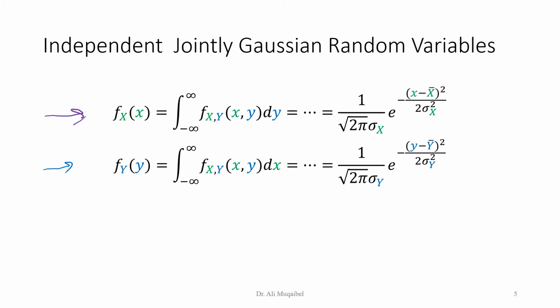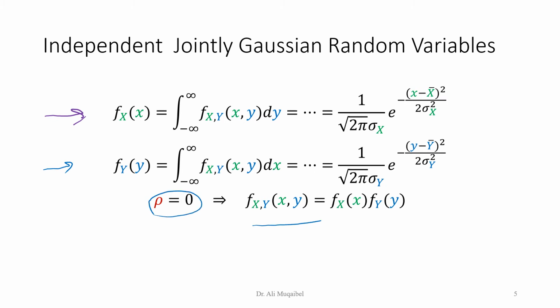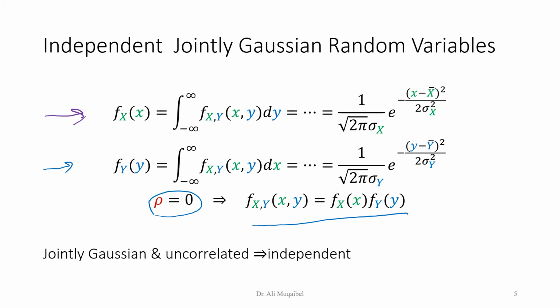If they are independent, remember that the joint PDF of independent random variables is equal to the product. And if rho equals 0, if the correlation coefficient equals 0, we'll find out that the joint PDF equals the multiplication of the two. And of course, this is a special case. If you use the bivariate, you can use the univariate. And if you substitute rho equal to 0, you will end up with the same multiplication expression.